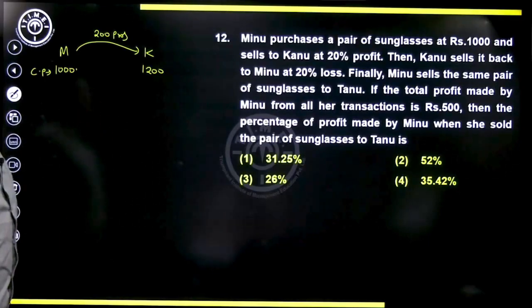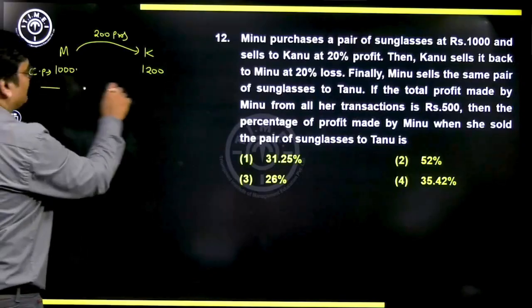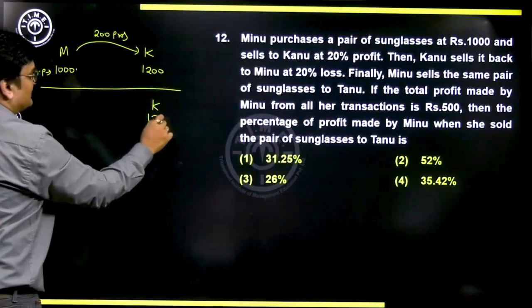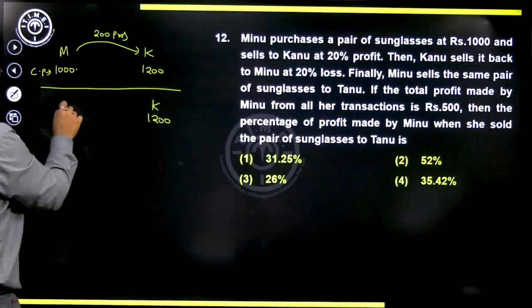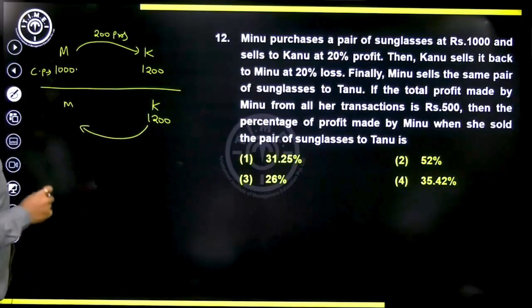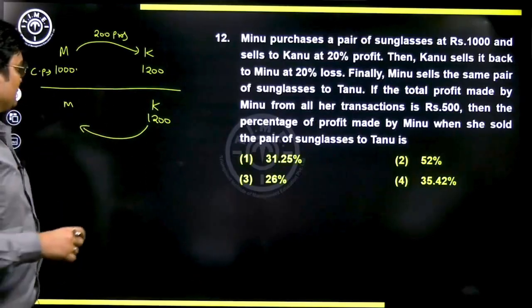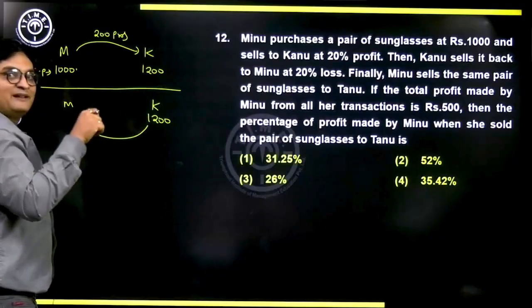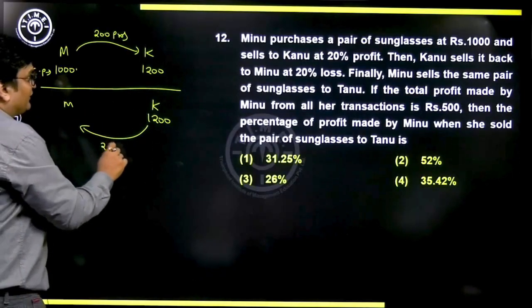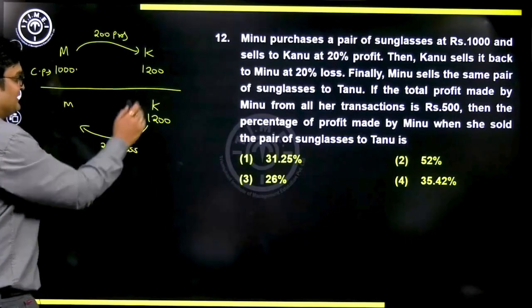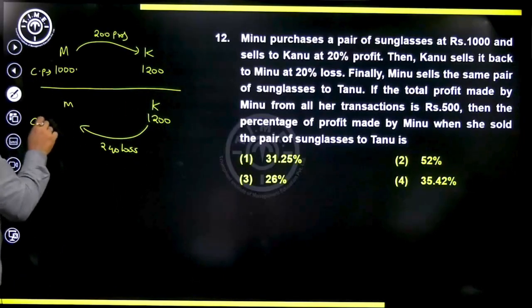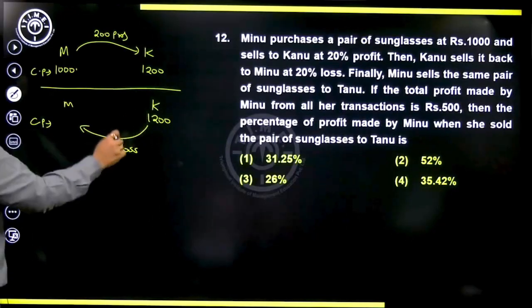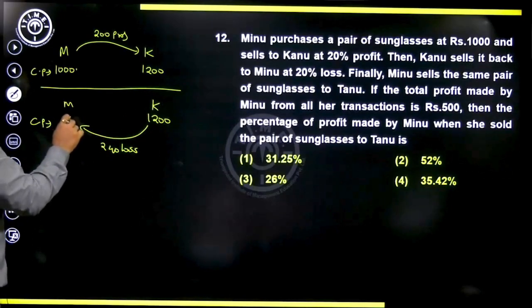Then Kanu sells it back to Meenu. So that means now the reverse transaction. Kanu, who purchased at 1200, sells it back to Meenu at a loss, 20% loss. So 20% of 1200. That would mean 240 rupees loss. So that means in the second transaction, the cost price for Meenu now will be 1200 minus 240, which is 960 rupees.